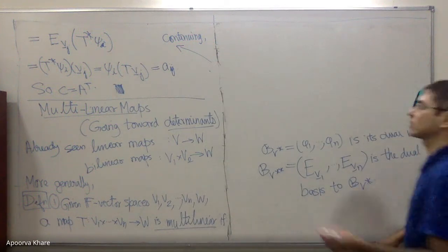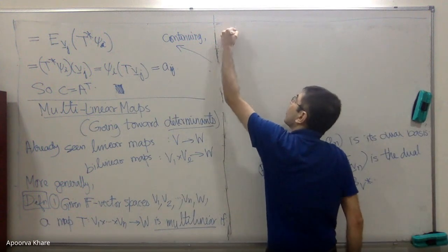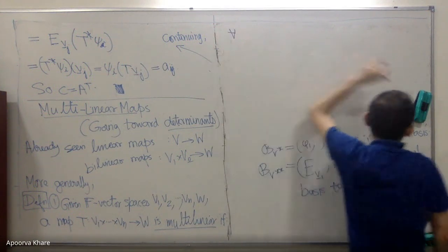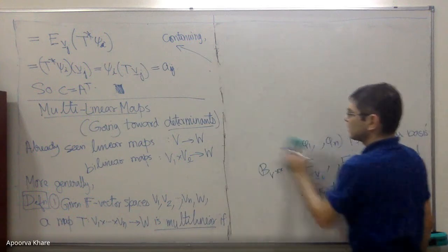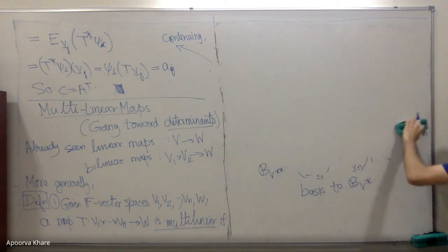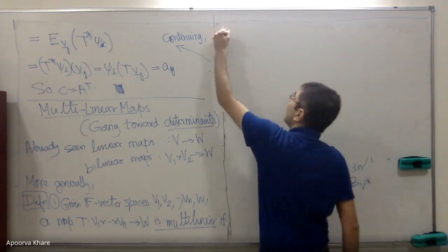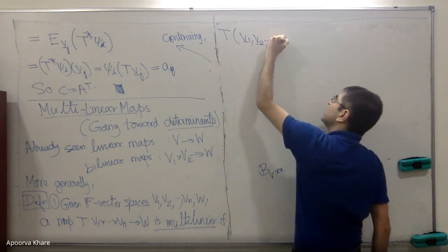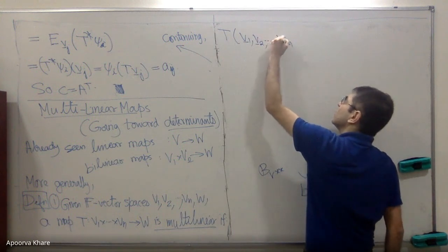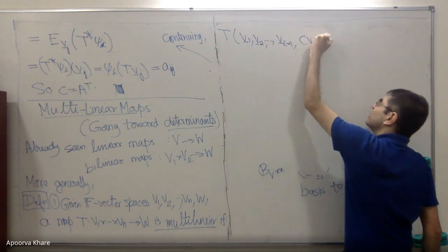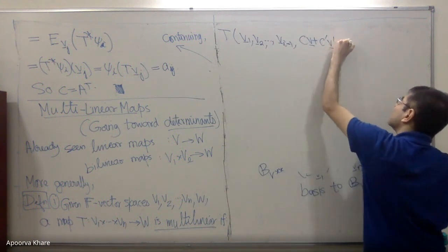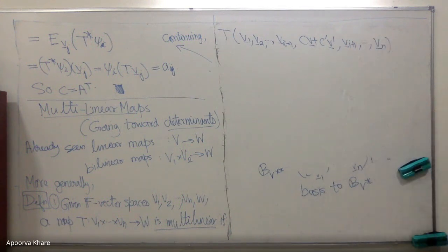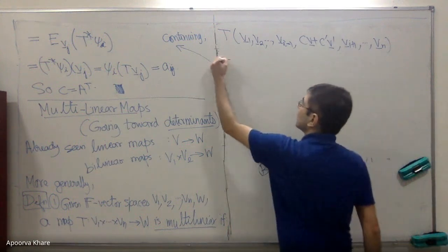If for all choices... Maybe I'll write down the condition first, and then I will write down the quantifiers. So if T of, you fix V1, you fix V2, you fix Vi minus 1, and then you write cv plus c prime v prime in the ith position, again Vi plus 1, Vi plus 2 till Vn. So you fix all positions except the ith one. This should obviously equal, it should be linear in that.